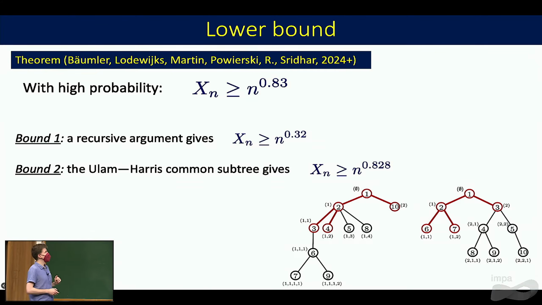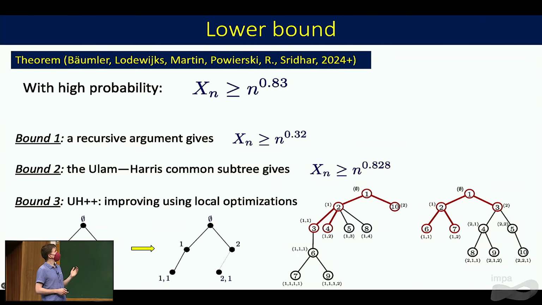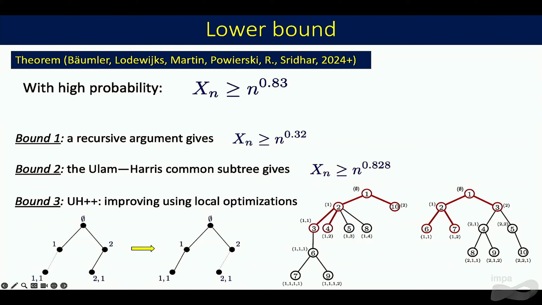Okay? And then I'll also tell you how you can locally improve this construction and go beyond this power to get 0.83. So here, the jump from 0.828 to 0.83 is quite minimal, but the point here is more the qualitative improvement of going beyond this particular construction. Okay. Any questions?